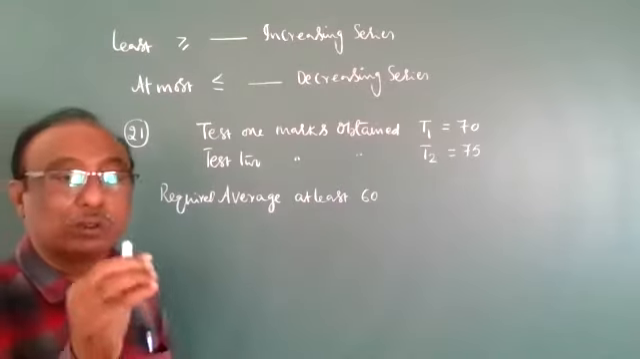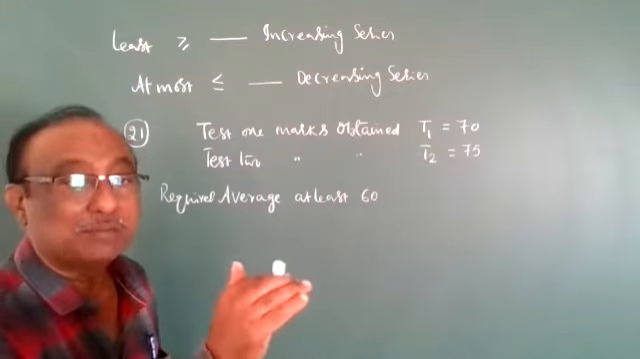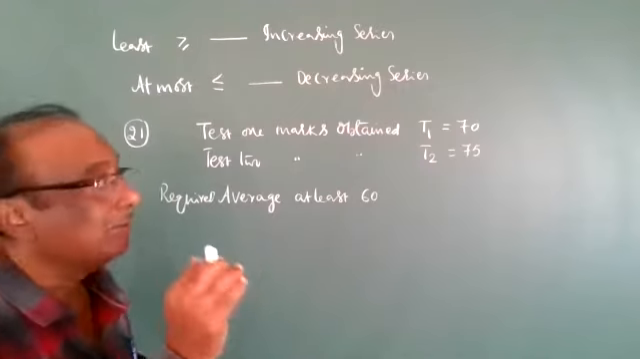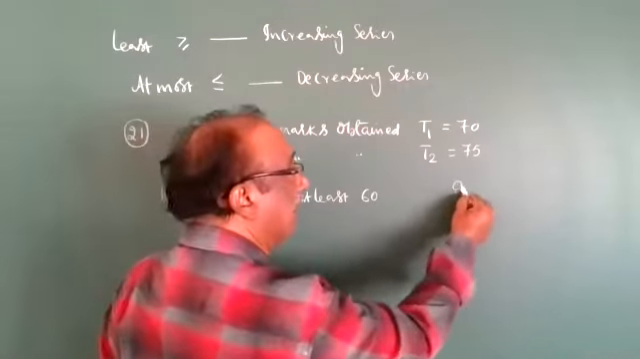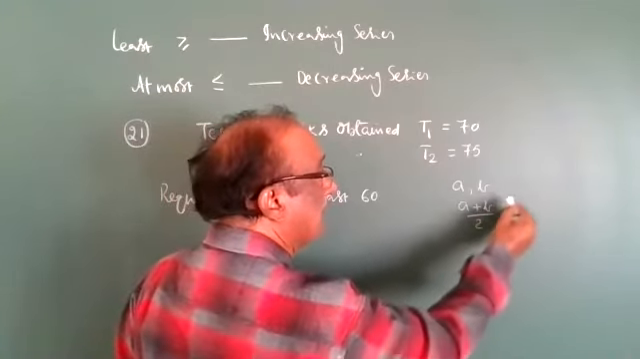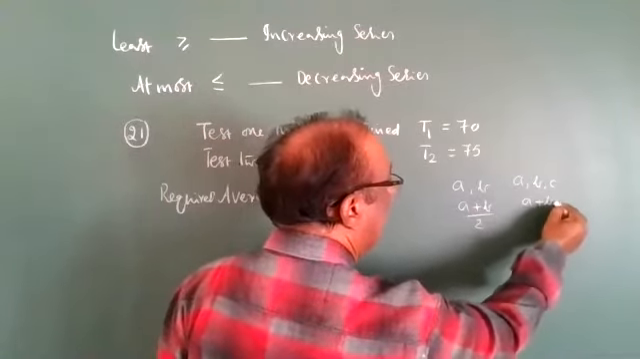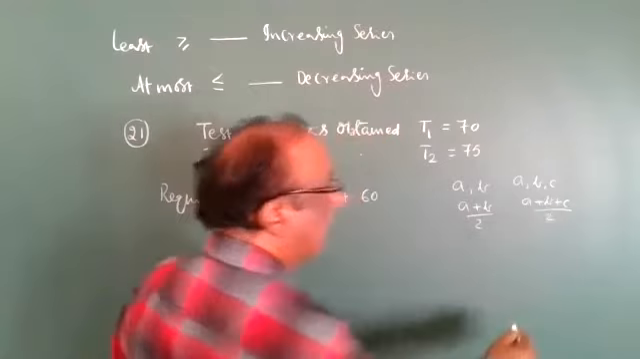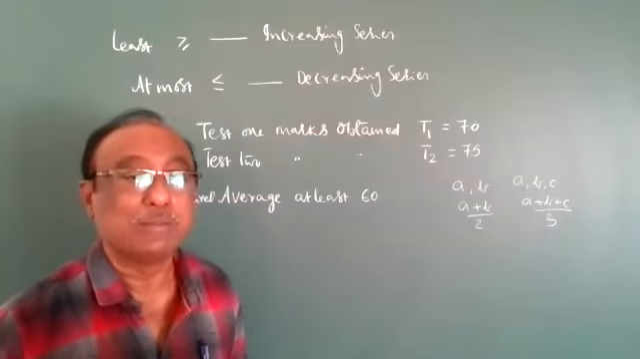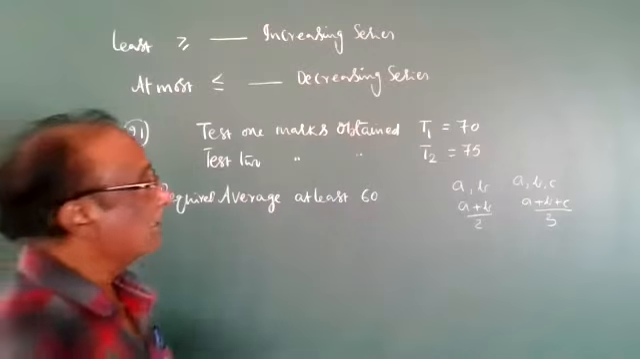According to the arithmetic mean, it is the sum of the numbers divided by the number of numbers. For two numbers, the arithmetic mean is (a plus b) by 2. For 3 numbers, it is (a plus b plus c) by 3. For 4 numbers, it is (a plus b plus c plus d) by 4. Now I will apply this.